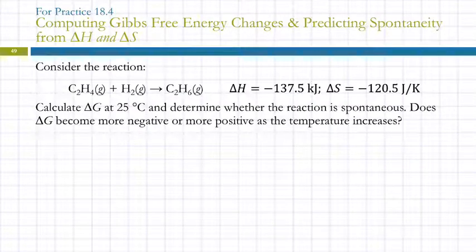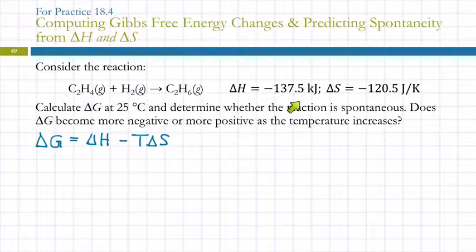So consider this reaction. And we're given delta H and delta S. Calculate delta G at 25 degrees Celsius. Determine whether the reaction is spontaneous. Does delta G become more negative or more positive as the temperature increases? Well, what's the equation for delta G? Delta H minus T delta S. So delta G equals delta H minus T delta S.